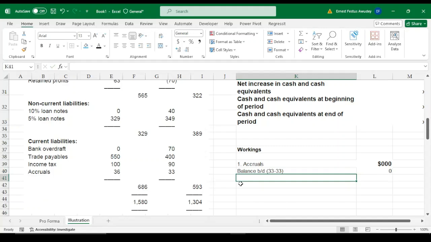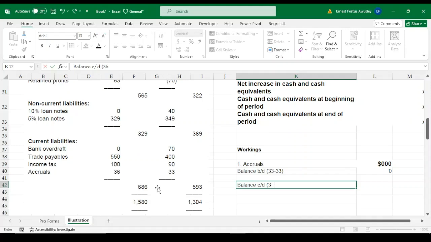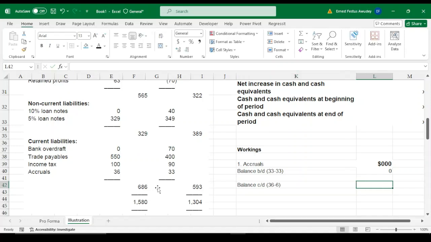Do you get that? Then you have also been told that at the end of the period, balance carried down, CD, we had an accruals balance of 36, but included in this is interest payable carried down of 6,000. You can read the additional information again. So that means that our accruals at the end of the period is actually 30, and that is the balancing figure there.